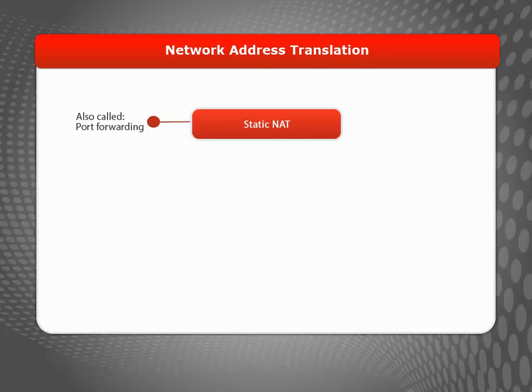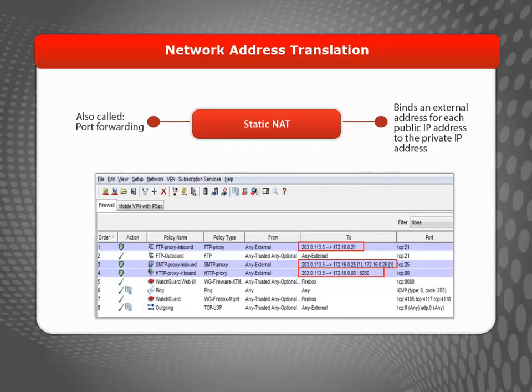With static NAT, which is sometimes called port forwarding, you can bind an external address for each public IP address to the private IP address of the server hosting it, located on your trusted or optional networks. Simply put, static NAT is useful for inbound connections, giving the public access to public servers protected by your firewall.